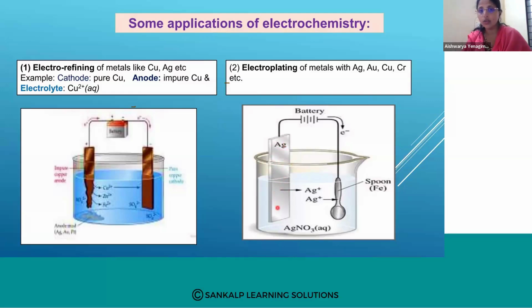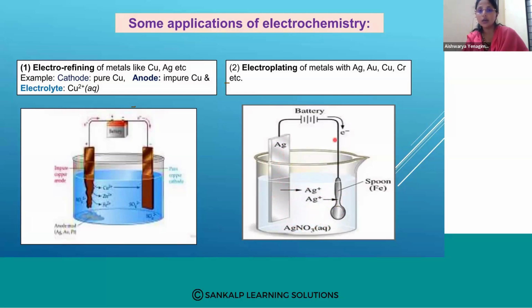Whichever rod you have taken depends on which plating you want. For example, here I want silver plating, so I have taken a silver rod. Its own solution must be taken as the electrolyte. So you take AgNO3, silver nitrate. So what happens? At the anode, Ag loses electrons and it will come into the solution.